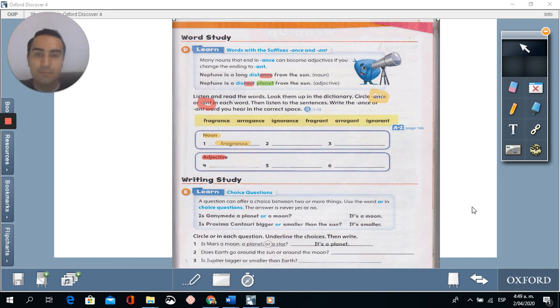1. This flower has a nice fragrance. 2. We should try to have knowledge, not ignorance. 3. Arrogance is not a good thing to have. 4. The ignorant man never went to school. 5. No one liked the arrogant boy. 6. She always buys very fragrant soap.